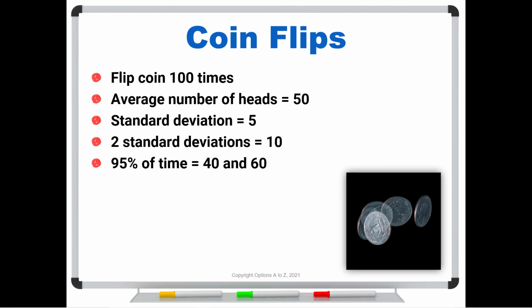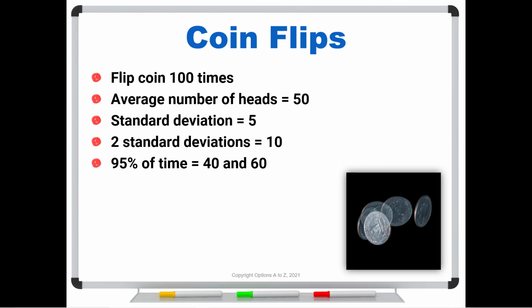So don't think that those are the only numbers that have to occur. You could get 65 or 70. They're just going to be rare. But most of the time you're going to get somewhere between 40 and 60. But think about it. That's a pretty big range. If the average is 50, you're 20% off on either side, and that's a very big difference.